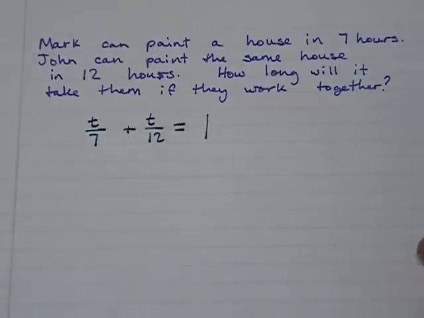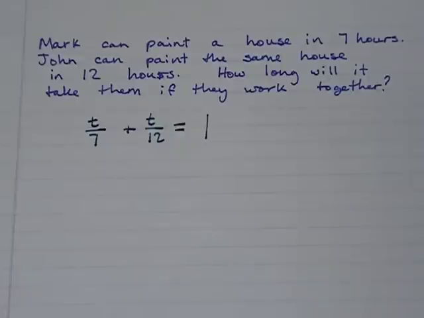Okay? Now, I look at this problem and what I see is a rational equation. Anytime you've got variables as part of a fraction, that's a rational equation. And the easiest way to solve a rational equation is multiply by the least common denominator. So, what is the least common denominator in this case?